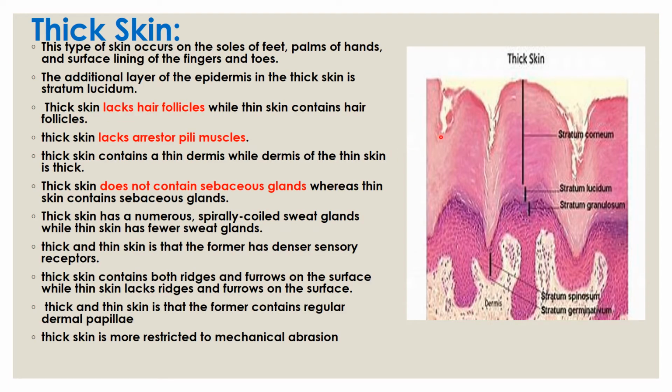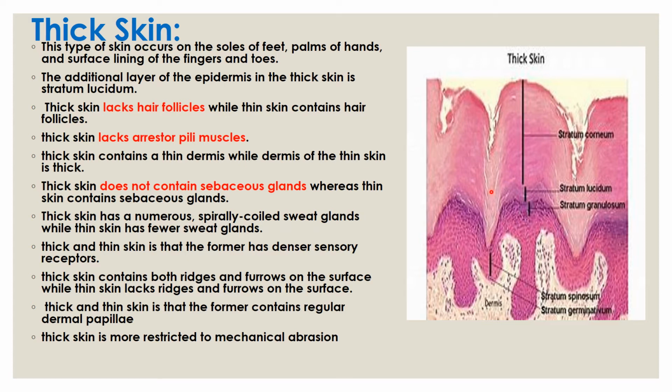The thick skin and the thin skin refer to the thickness of the epidermis. As we have discussed in the previous lecture, all the layers of the epidermis: we have the stratum basale or the stratum germinativum, then the stratum spinosum, then the layer of the stratum granulosum, and above the stratum granulosum is the layer of the stratum lucidum. This layer, the stratum lucidum, is absent in the thin skin and it is present in the thick skin. And above is the multiple layers of the stratum corneum.